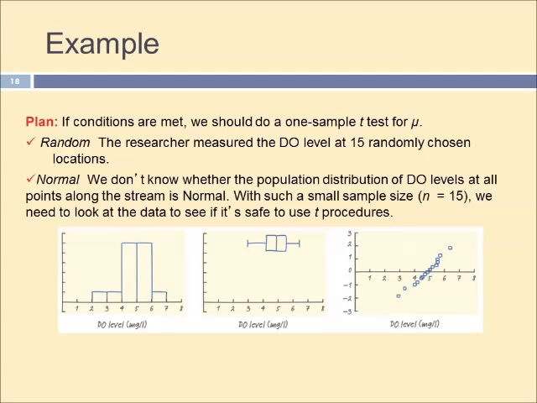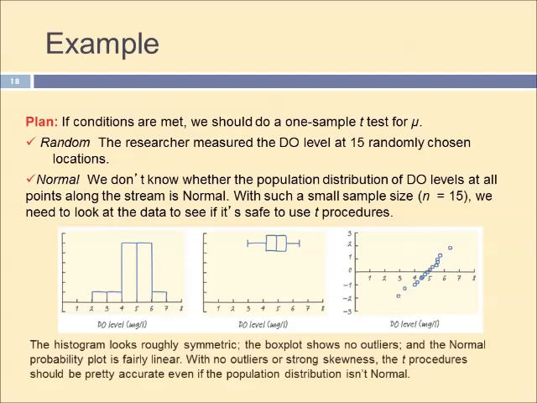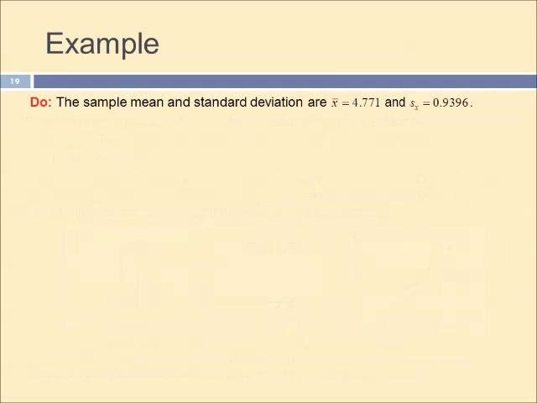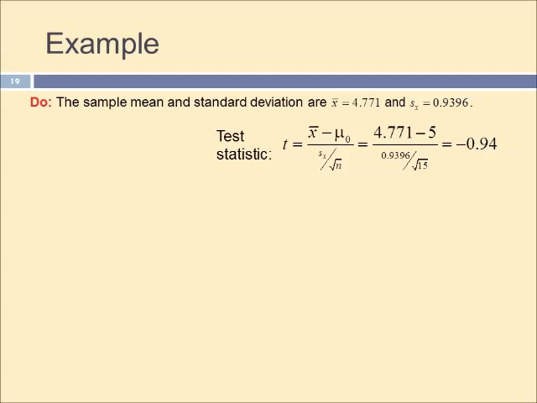And again, we don't know whether the population distribution is normal at all points. And for such a small sample size, we need to look at the data to see if it's safe to use t procedures. So once again, here we have a histogram, a box plot, and a normal plot. The histogram looks roughly symmetric, the box plot shows no outliers, and the normal probability plot is fairly linear. So with no outliers or any strong skewness, the t procedure should be pretty accurate, even if the distribution is not normal in the population. So we need to calculate the test statistic.